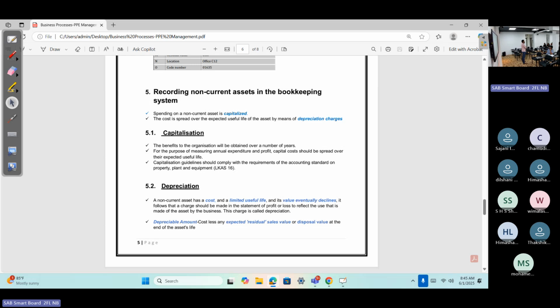Have you learned about the matching concept? If you can use that machine over a 5-year period, that machine will contribute to your revenue over 5 years. So whatever expenses you incur against the revenue, you should recognize in the same period. That machine can produce, let's say, 1,000 units throughout the 5-year period. For example, 1,000 units means 200 per year.